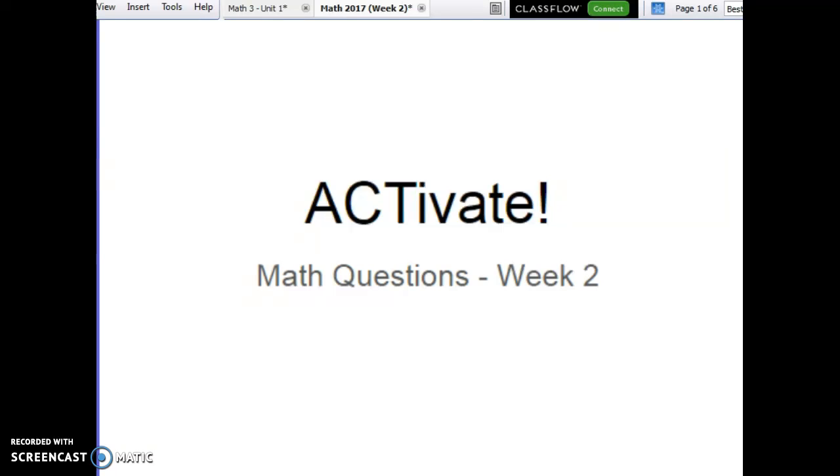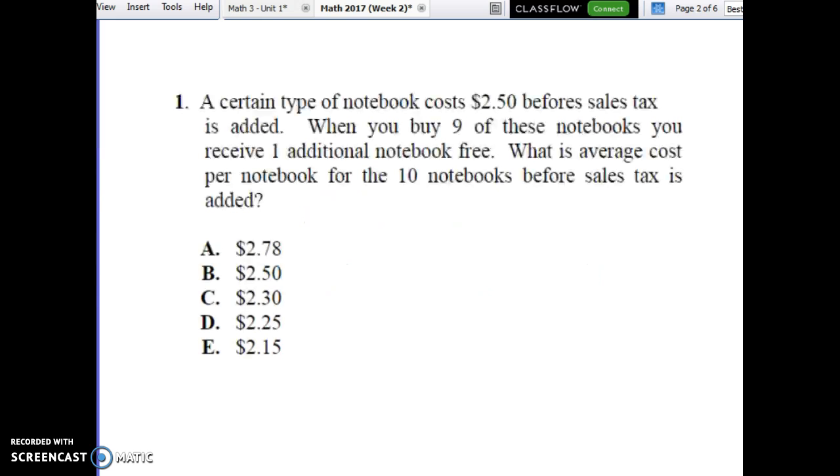Activate Math Questions Week 2. A certain type of notebook costs $2.50 before sales tax is added. When you buy 9 of these notebooks, you receive 1 additional notebook free. What is the average cost per notebook for the 10 notebooks before sales tax is added?